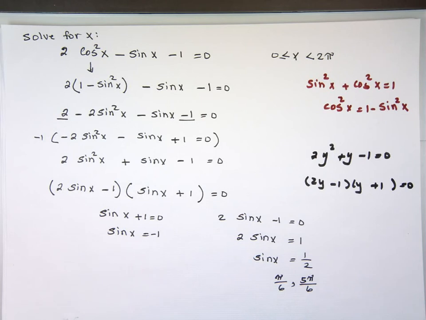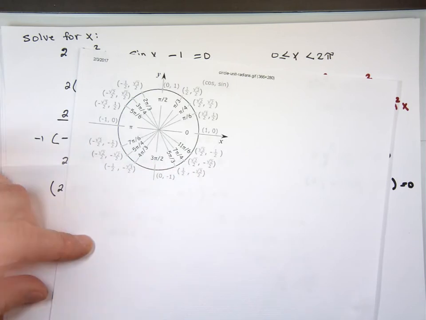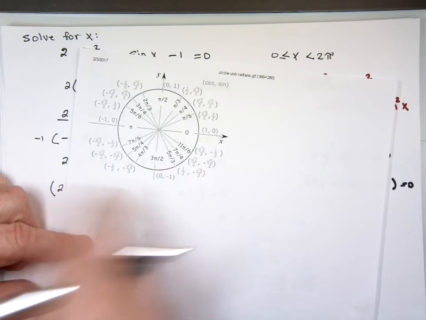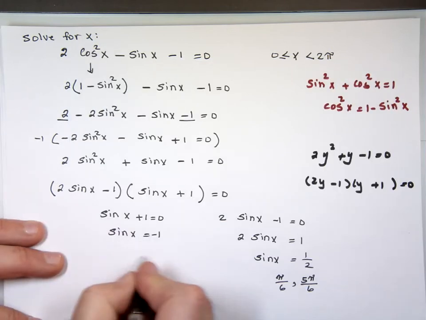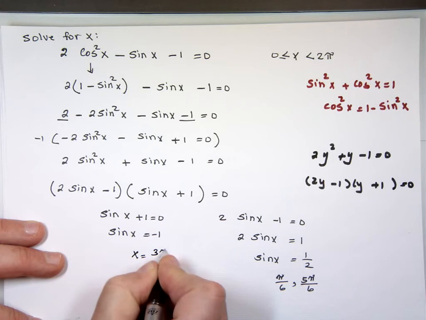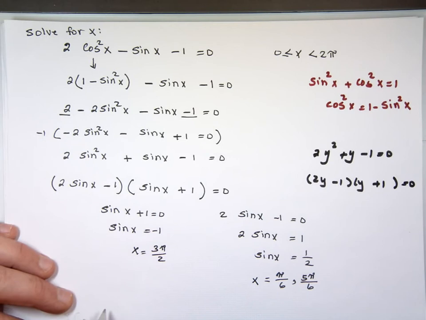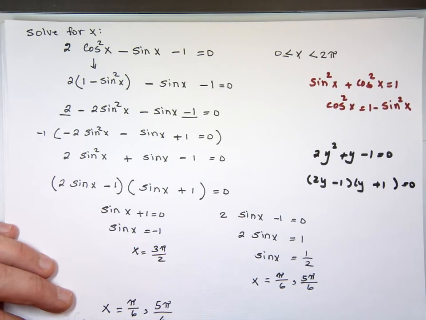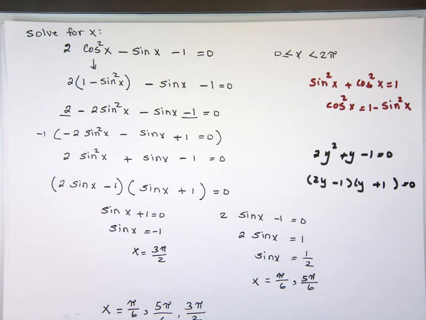Where's the sine equals negative 1? Negative in this side. The bottom half for the sine. The minus 1, I see it right here. Can you see it? 3 pi over 2. That's it, only one solution. So here's the answers to all of them. What's x equal to? Pi over 6, 5 pi over 6, and 3 pi over 2. These are the three answers that will make this equation go to 0.